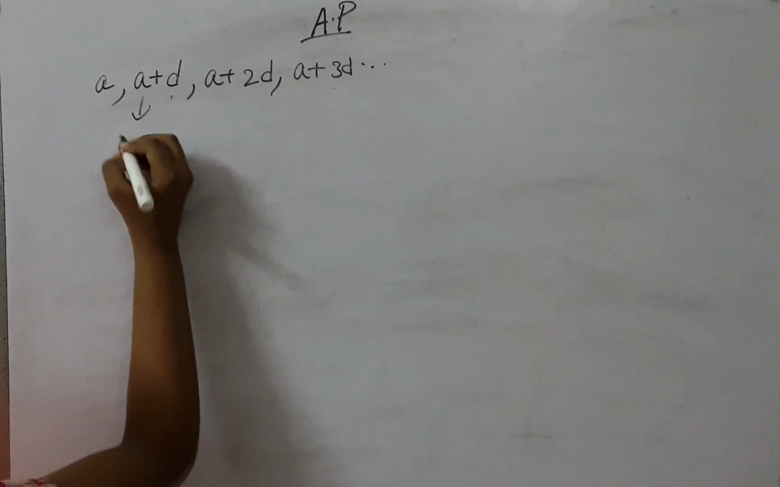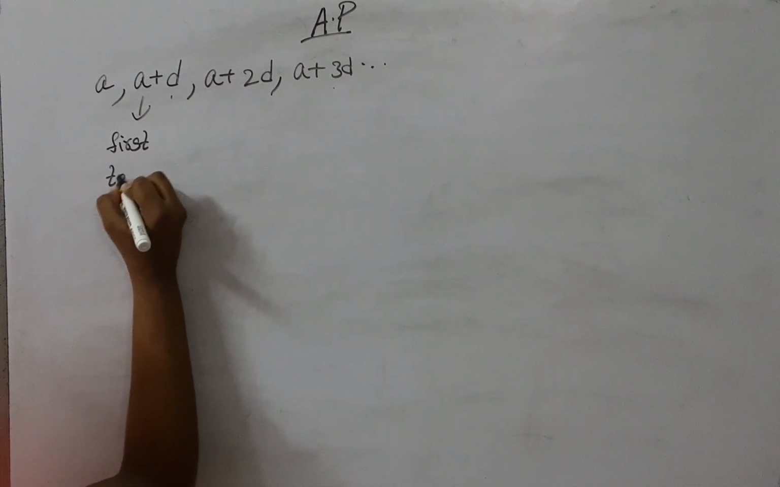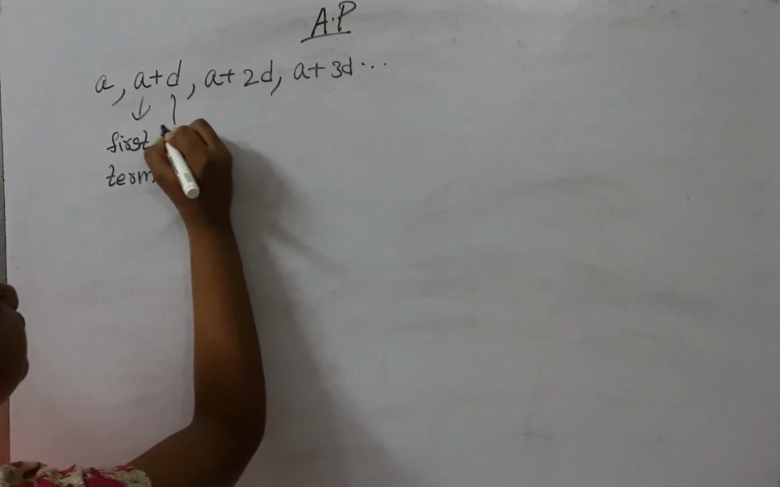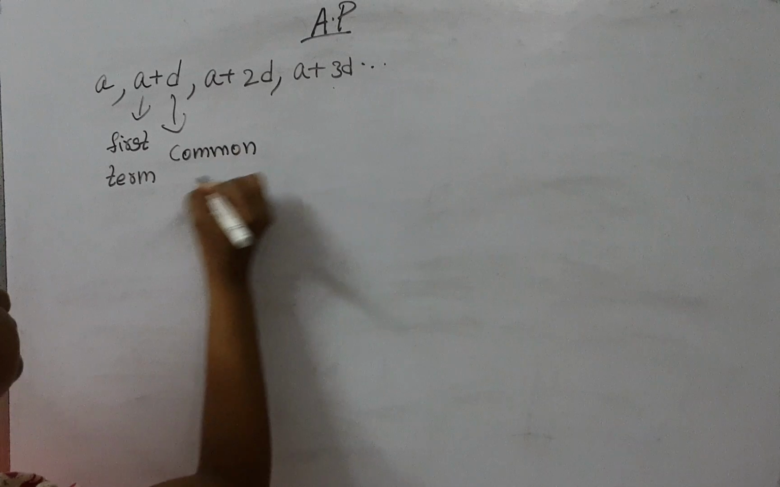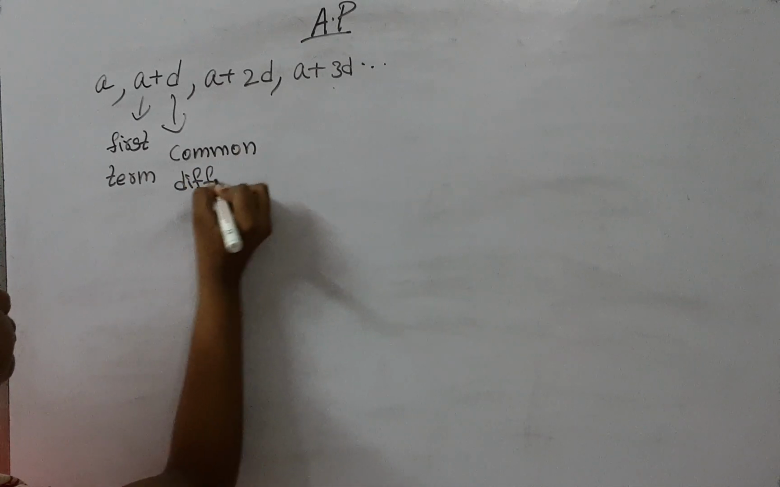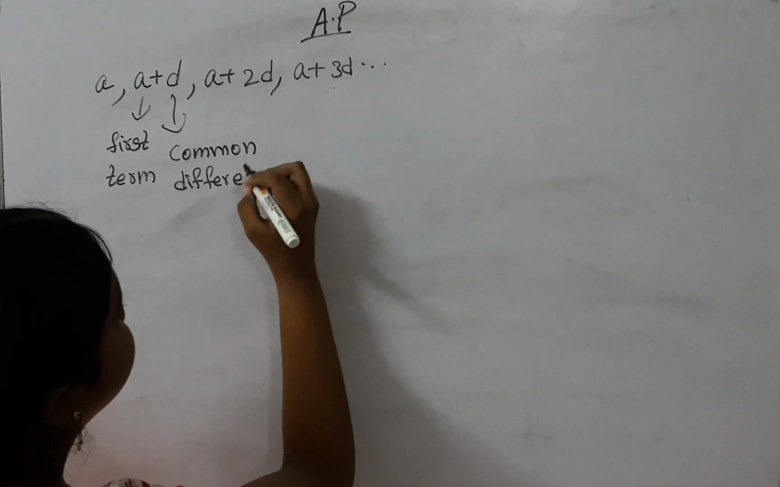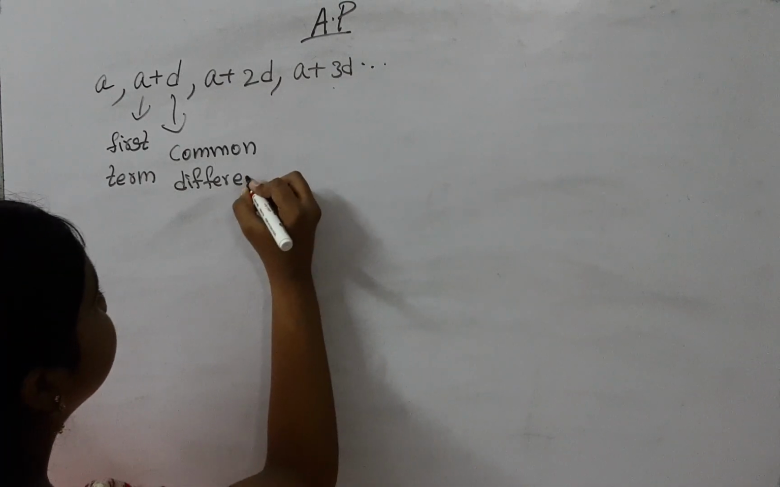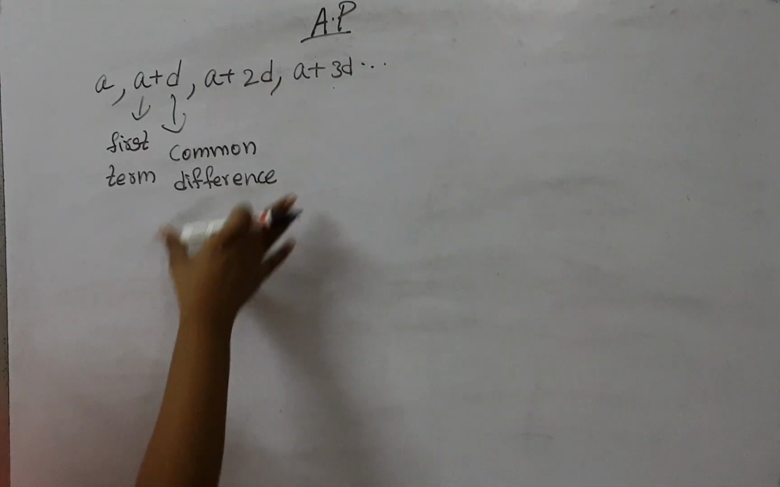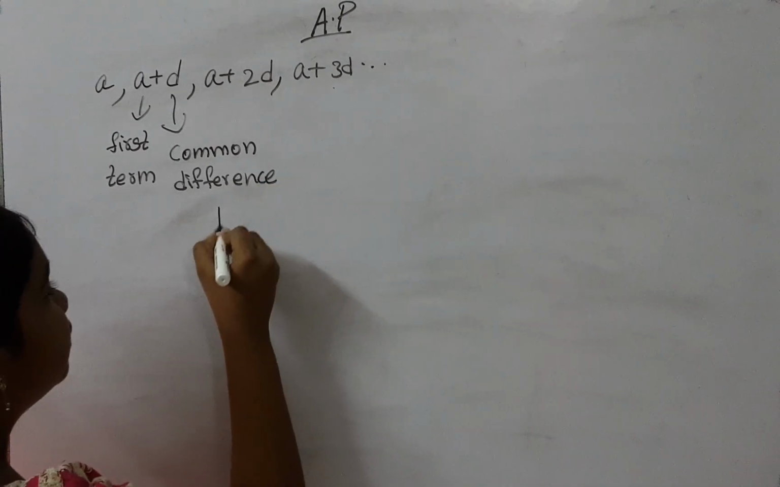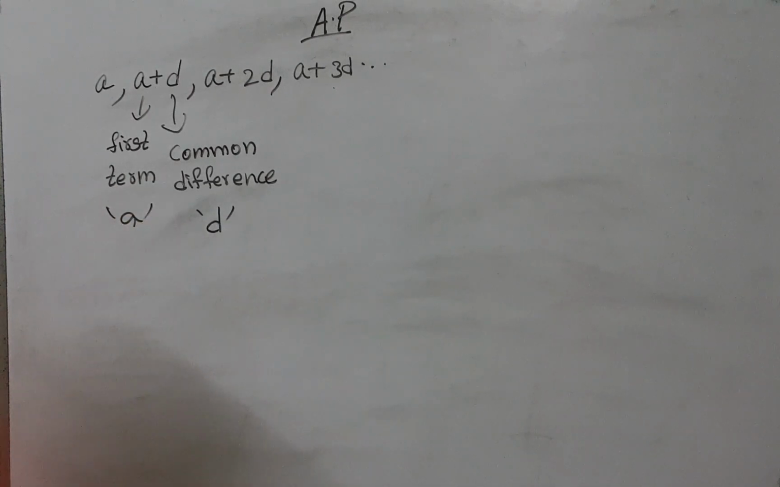Here a means the first term, and d means common difference. Common difference is denoted by small d, and first term is denoted by small a.